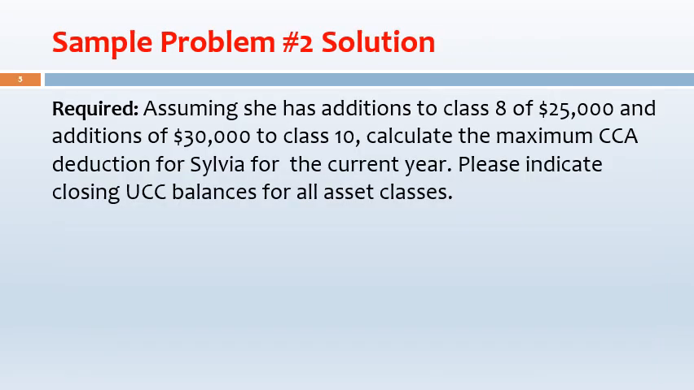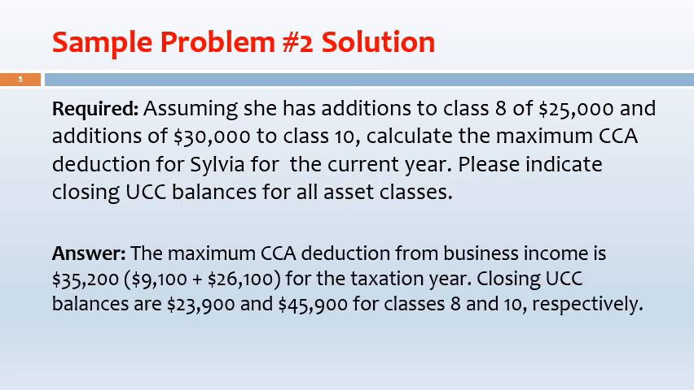Easy! Let's close this out by responding directly to the required. The maximum CCA deduction from business income for the year is going to be a total of $35,200. This consists of our Class 8 deduction of $9,100 and our Class 10 deduction of $26,100. The closing UCC balances, which again was requested in the narrative, are $23,900 and $45,900 for Classes 8 and 10 respectively. Great job, guys.